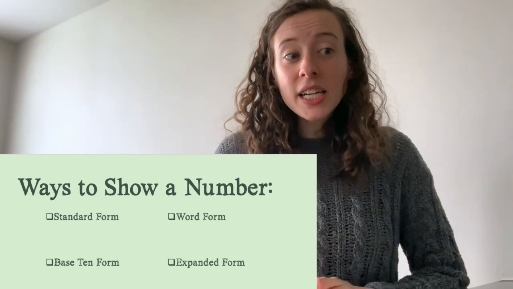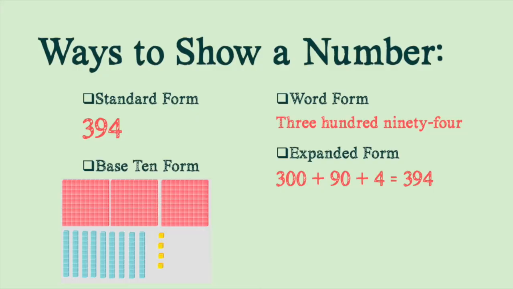There are a couple of ways to show the place values of numbers that you probably have used at some point or will use, and those are standard form, base 10 blocks or base 10 form, word form, and expanded form, and all of those can help us to better understand. There might be one way that you like to use more, there might be one way that you think takes too long, but all of them are really important in understanding place value.